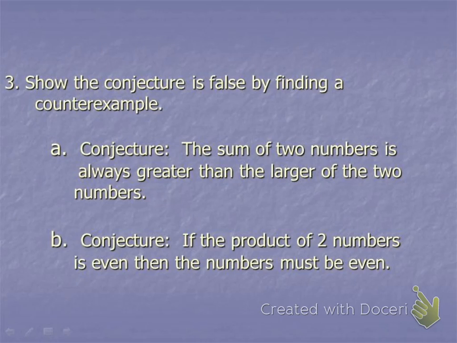Part A, the conjecture is the sum of two numbers is always greater than the larger of the two numbers. So when you add two numbers, you always get a bigger number as your answer. Can you think of a time when that will not be true? Do you remember my hints? My hints to you are try zeros and negatives. Someone give me a negative number.